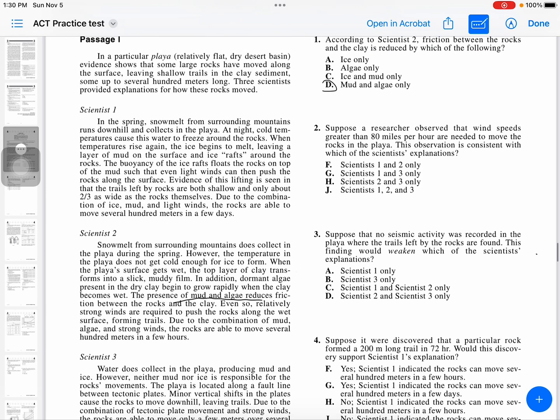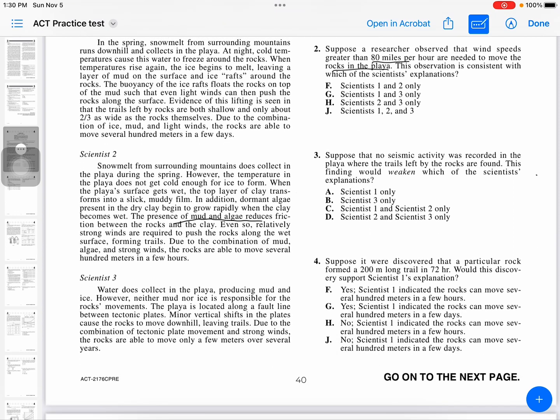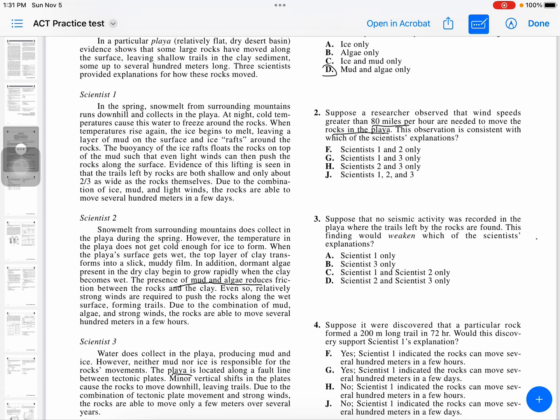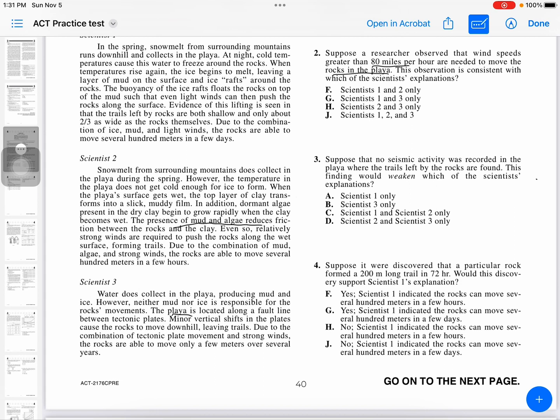Suppose a researcher observed that wind speeds greater than 80 miles per hour are needed to move the rocks in the playa. This observation is consistent with which of the scientists' explanations? So we're looking for the words 80 miles, rocks, and playa. 80 should be a giveaway. Here's playa. Where else? 80. I don't see the word 80 anywhere. Needed to move: wind speeds greater than 80 miles per hour.